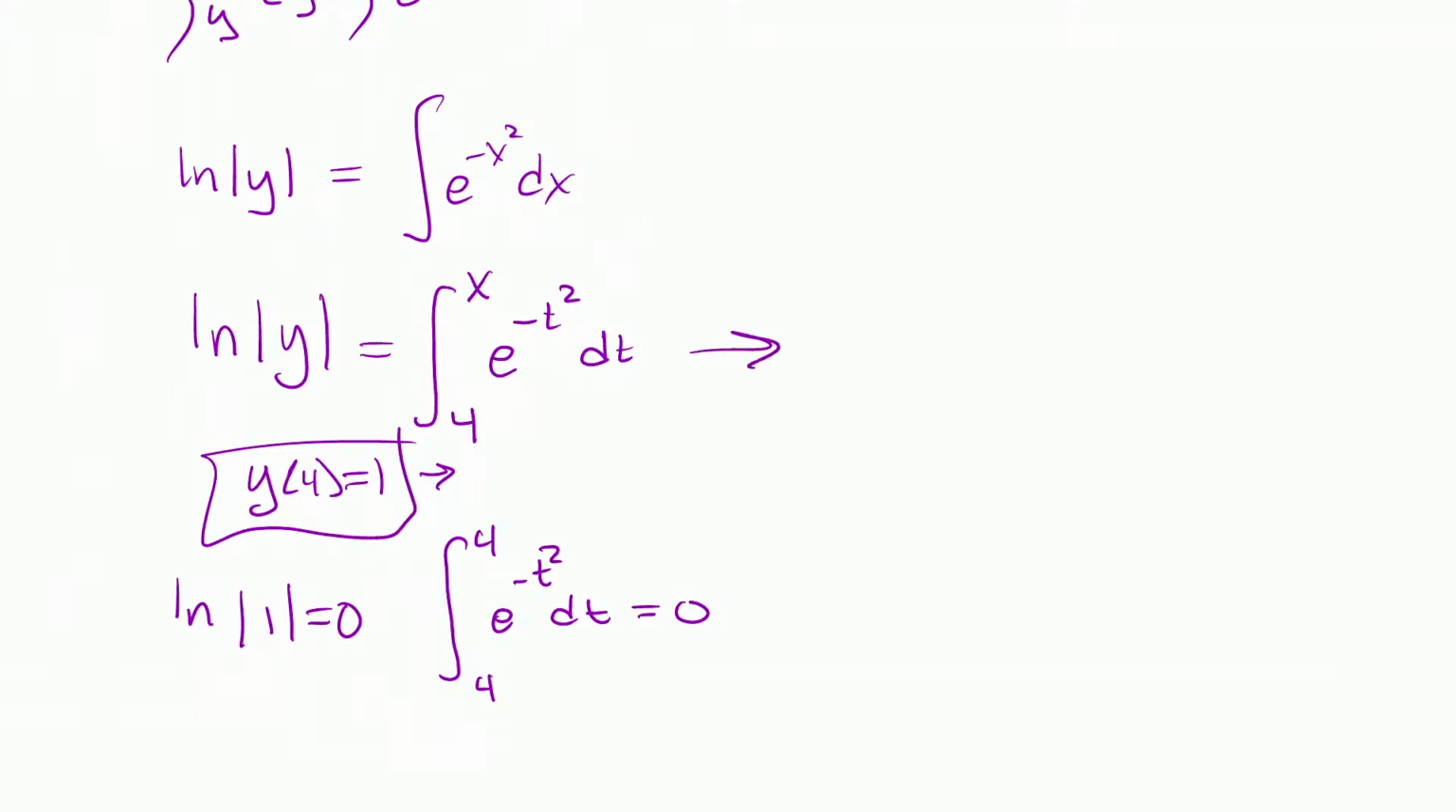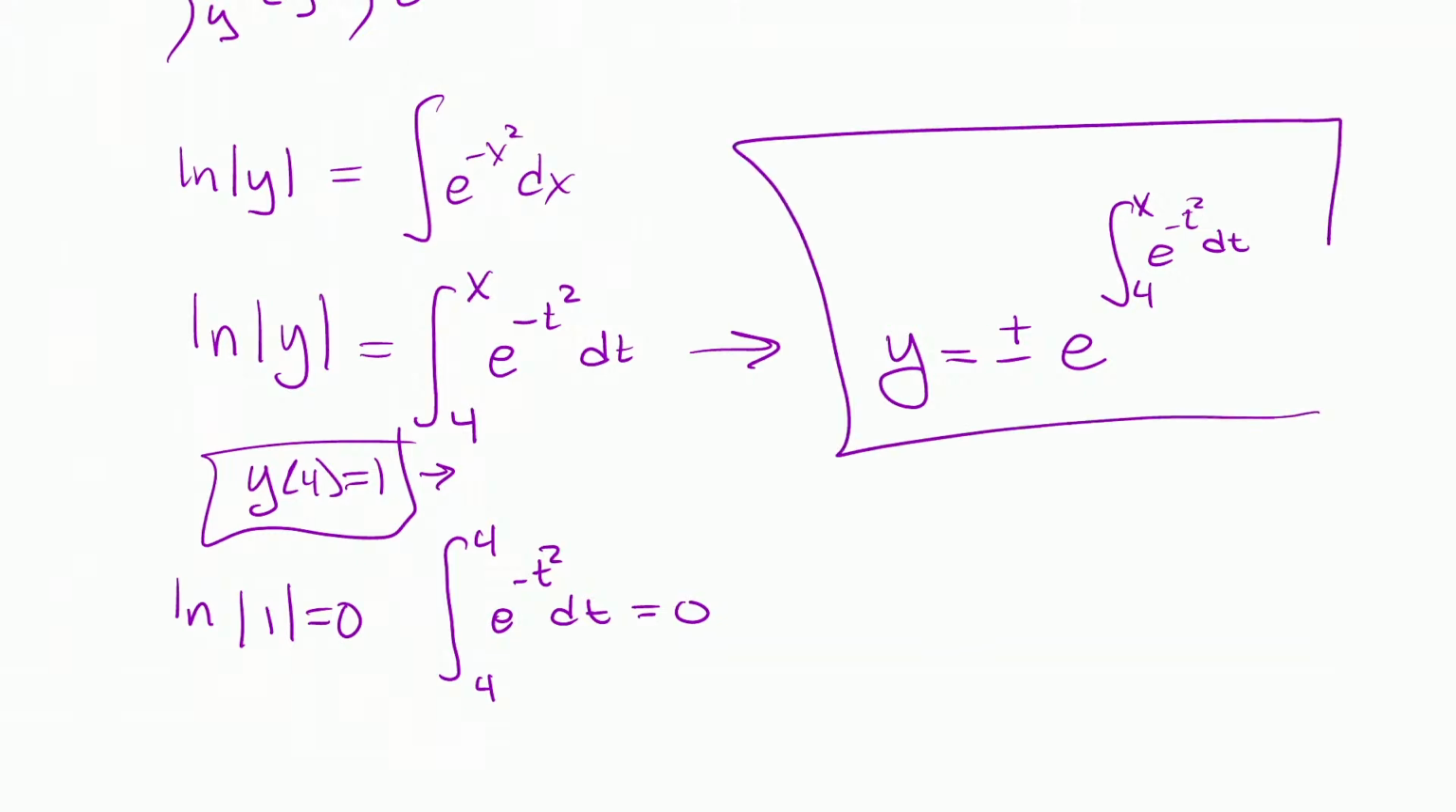And I could even write this like this, that y is equal to plus or minus e to the integral of 4 to x of e to the negative t squared dt. I know that this is so ugly to you. I want to be clear: this will be the positive branch, not the negative branch, the reason being that the initial condition is positive. So we're on the positive, not the negative branch.